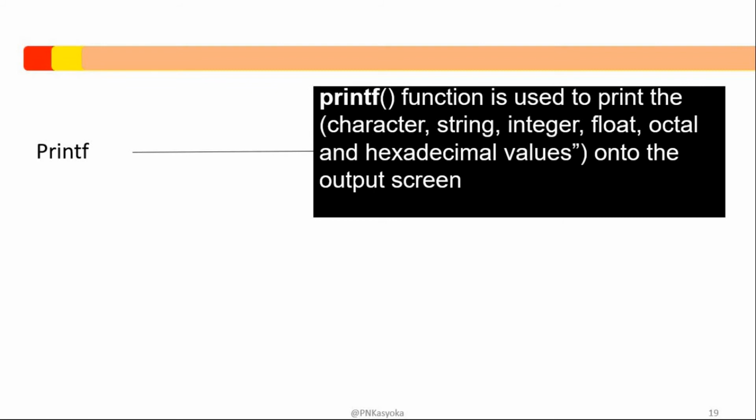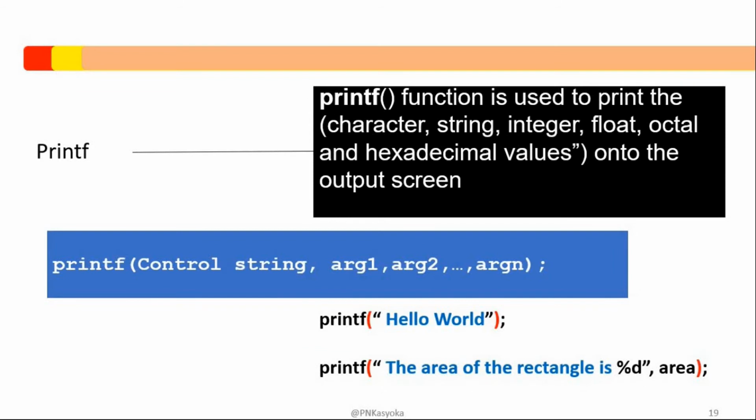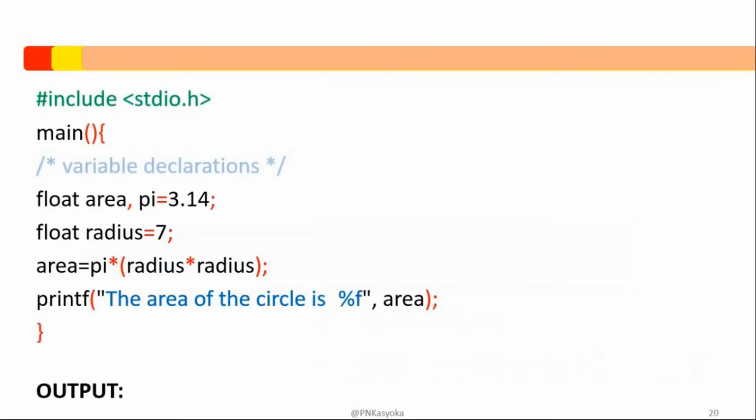The printf, we said it's for output. It's used to print characters, strings, integers, floats, octal, hexadecimal values, and so on to the output screen. Basically, this is the syntax for writing the printf function. Looking at the sample printf given there, remember we say that everything within quotes will always be output as it is. Therefore, it is going to output hello world. We have another printf there. Again, it's going to output the area of the rectangle is. You can see we have a %d there, a representation of an integer value. So we are expecting the value carried by the variable area to be of an integer type.